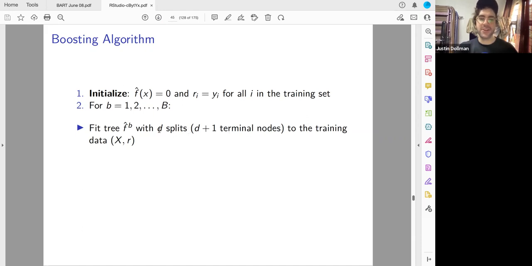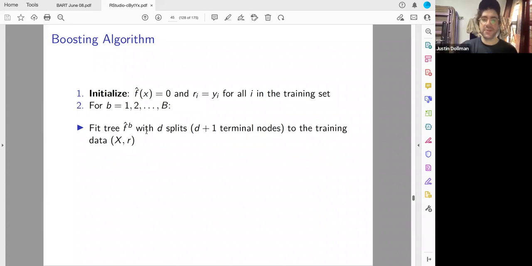I shouldn't have put that. There's no reason to complicate this. So D splits, and one split would be one split. And then you have two terminal nodes, for example. That's called a stump, which is going to appear on the next slide. But D is not going to change over the course of this.